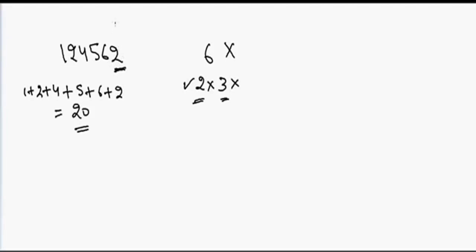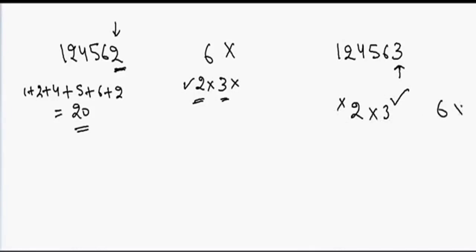So if I add one more number here, then it will become 1, 2, 4, 5, 6, 3. But now this number is odd. It is divisible by 3 but not by 2. So still, if we talk about 6, it will not be divisible by 6. Another modification we can make is to add another 6 here. So if I add 1, 2, 4, 5, 6, 6, then this is both even and the sum will be still divisible by 3. So we'll have 2 times 3, it passes the test both for 2 and 3.